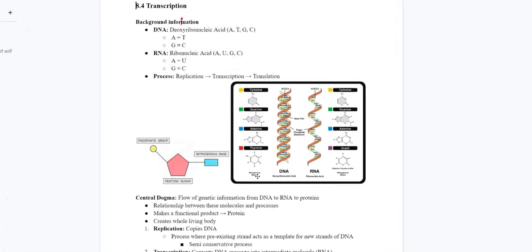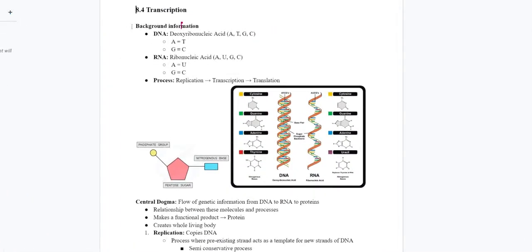Okay, chapter 8. So, in chapter 8, we have chapter 8.4, which is transcription. Now, before we learn about transcription, there's some background information that we have to know. So, there's DNA and RNA. DNA is called deoxyribonucleic acid, and RNA is ribonucleic acid. The only difference between these two is that DNA has this deoxy part, while RNA does not. So it's pretty easy to memorize.